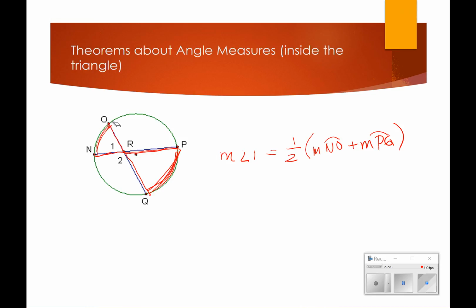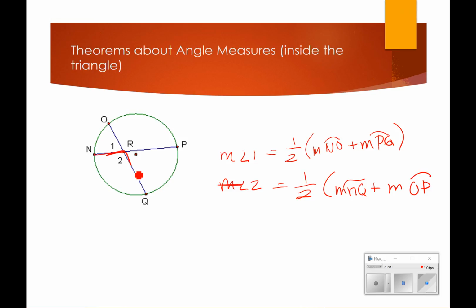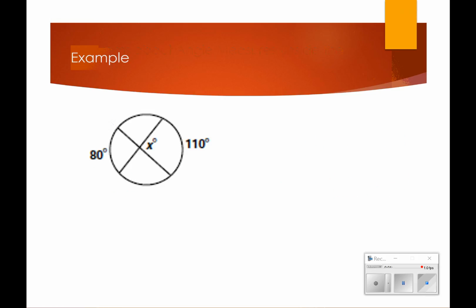If we were going to go with angle 2, it would also be half of the measure of NQ plus the measure of OP. So this angle here intercepts this, and this one intercepts that. All right, so let's look at a couple examples.